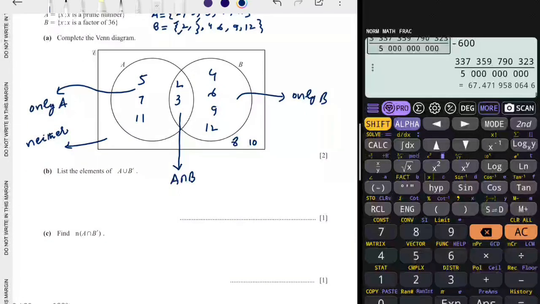Now part B, list the elements of A union B complement. B complement means that we are not going to take the elements of B, and we have to take the rest of the elements, and those would be 2, 3, 5, 7, 11, 8 and 10. We can write in order: 2, 3, 5, 7, 8, 10 and 11. This would be the answer.